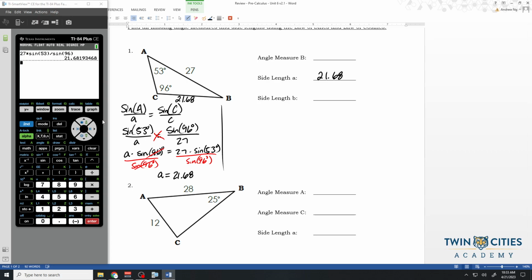All right, then I can find the angle measure of B next. That'll be 180 degrees, since the sum of all 3 angles must be 180 degrees. And I'll subtract the 2 known angles here. So I'll do 180 minus 53 minus 96. So B is 31 degrees.